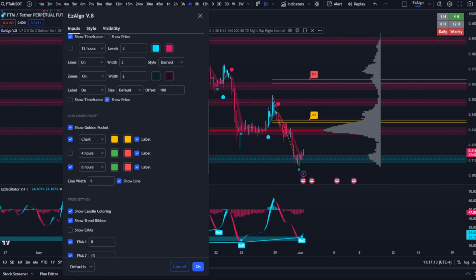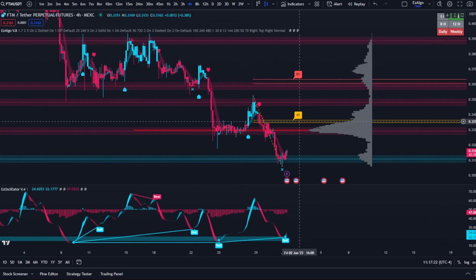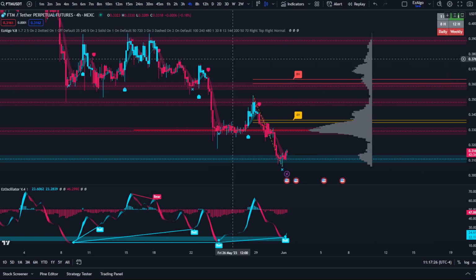What we've done is created an auto golden pocket so you don't have to draw it, and we've added a multi-time frame feature. So you can see I'm on the 4-hour time frame here on FTM, and I can see the 4-hour golden pocket as well as the 8-hour golden pocket on the same time frame.